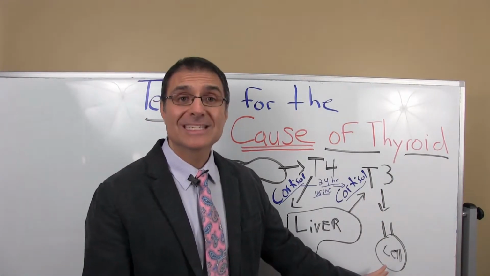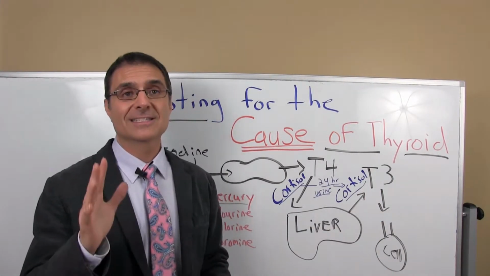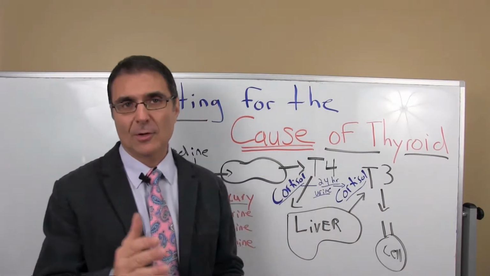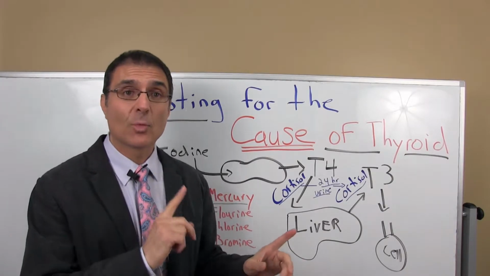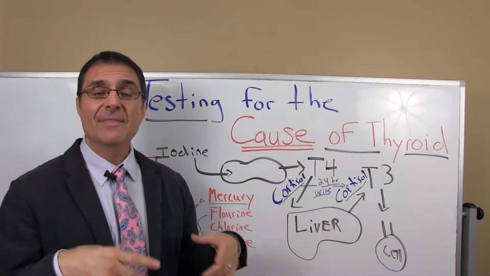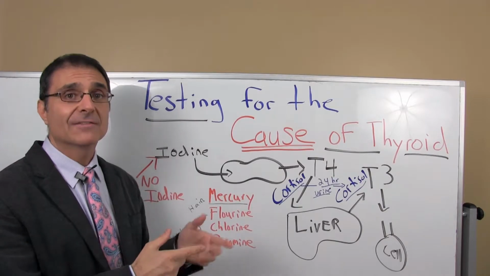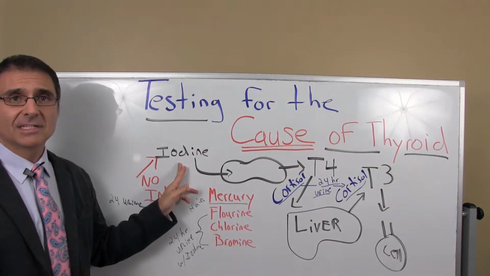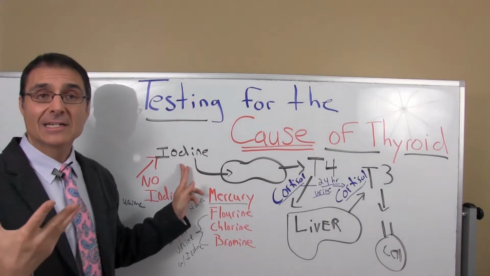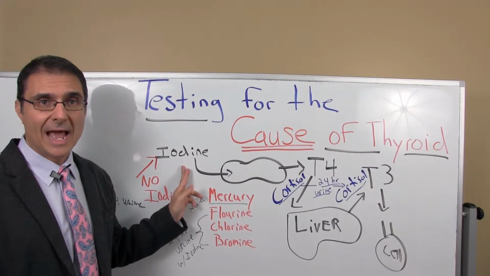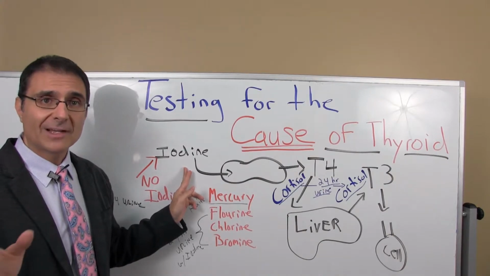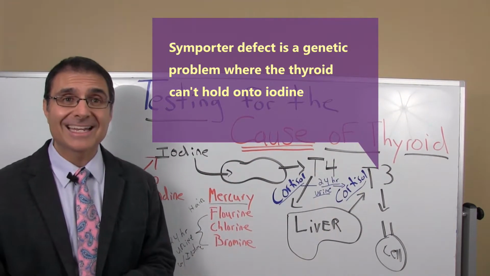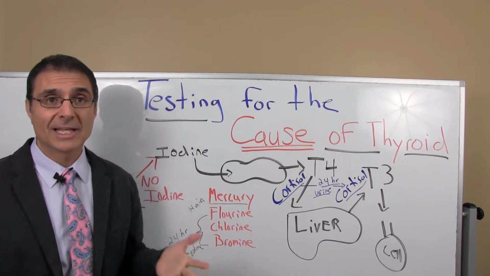So that T4 comes to the liver, gets converted to T3. T3 then goes to the cell where it talks to the cell and says, hey cell, do all these awesome things, like make energy, burn fat, all that other stuff. So we have to understand where this breaks down and then the testing that we use to identify where it broke down, right? So here's the first place it breaks down, iodine, meaning the person's simply in an iodine deficiency state. There are different reasons why that happens. One is a symporter defect, which is a genetic problem. They can't hold on to iodine. The other one, they're simply not getting enough iodine in their diet, plain and simple.